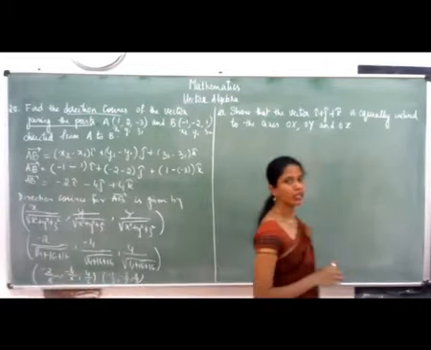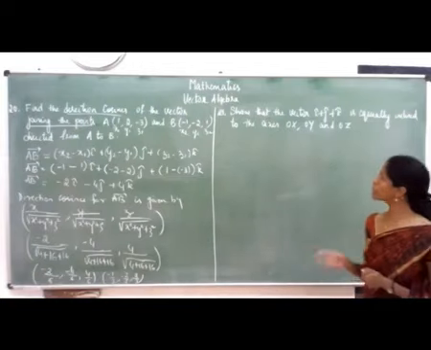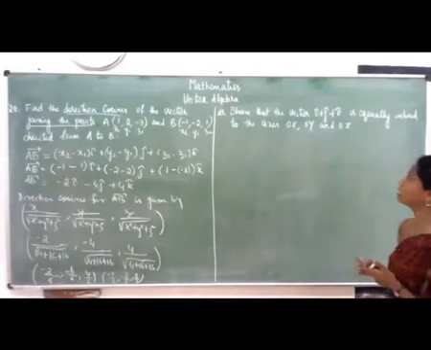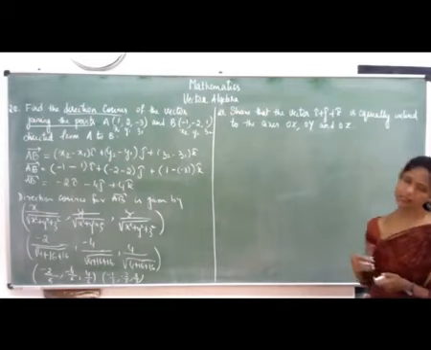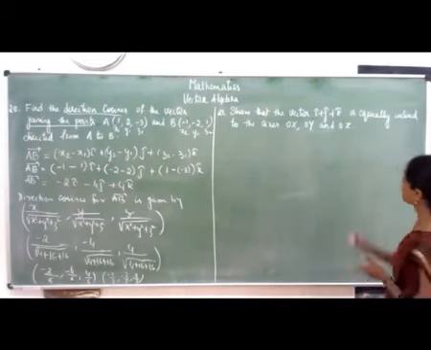Show that the vector i cap plus j cap plus k cap is equally inclined to the axes OX, OY, OZ.